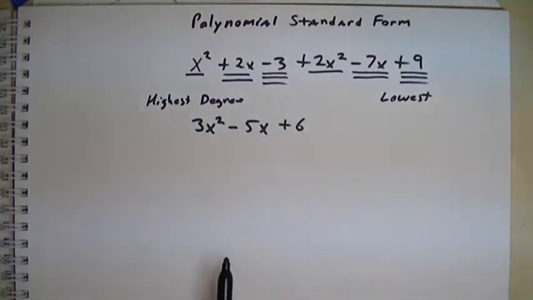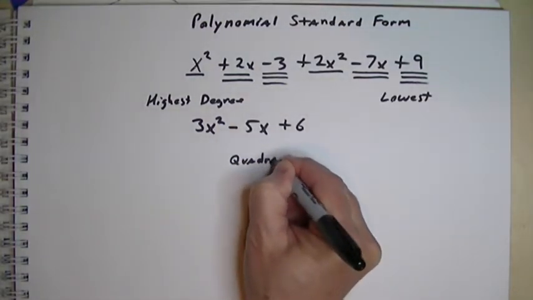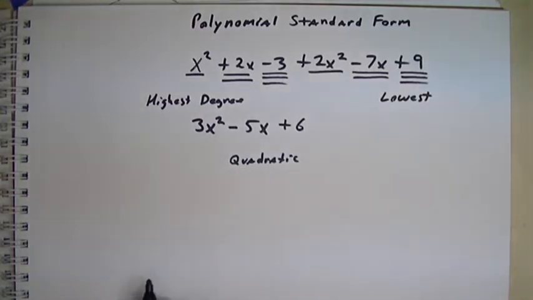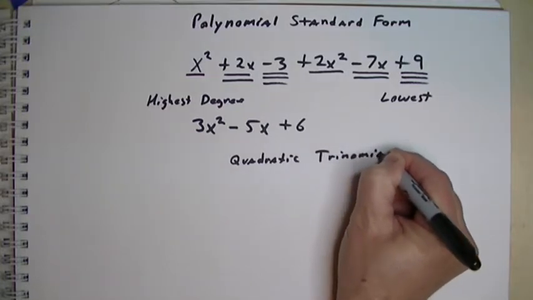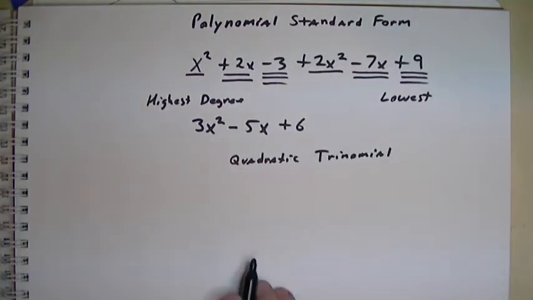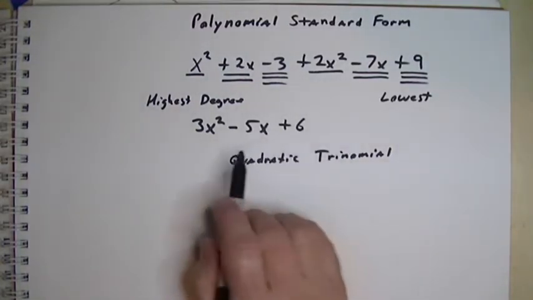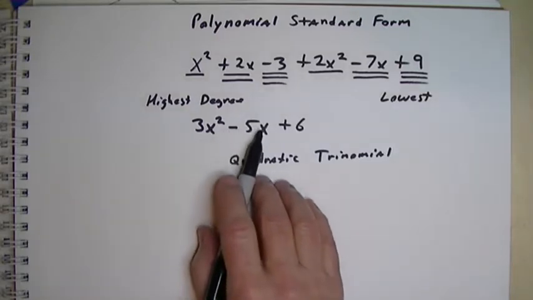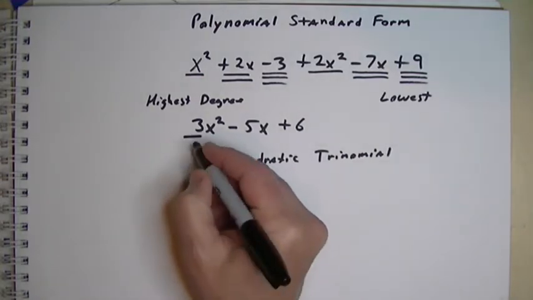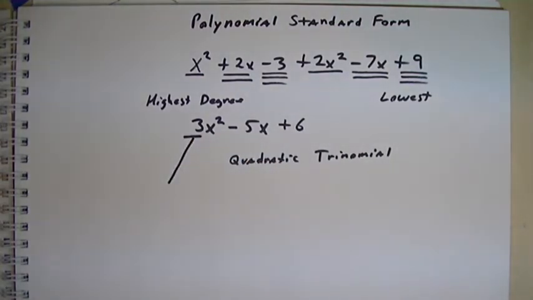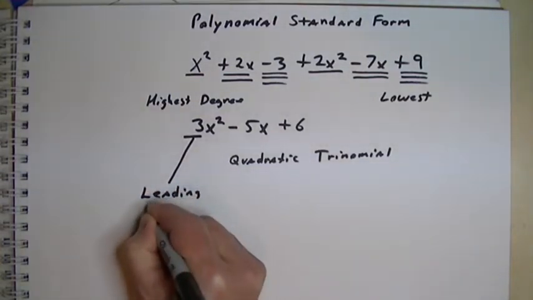So now we have a quadratic, because it's a second degree polynomial, trinomial because it has 1, 2, 3 terms, and it's written in standard form. It's written in standard form with the highest degree, next highest degree, lowest degree. And also, just to make sure that we didn't miss this important vocabulary term, this is what's called the leading coefficient.